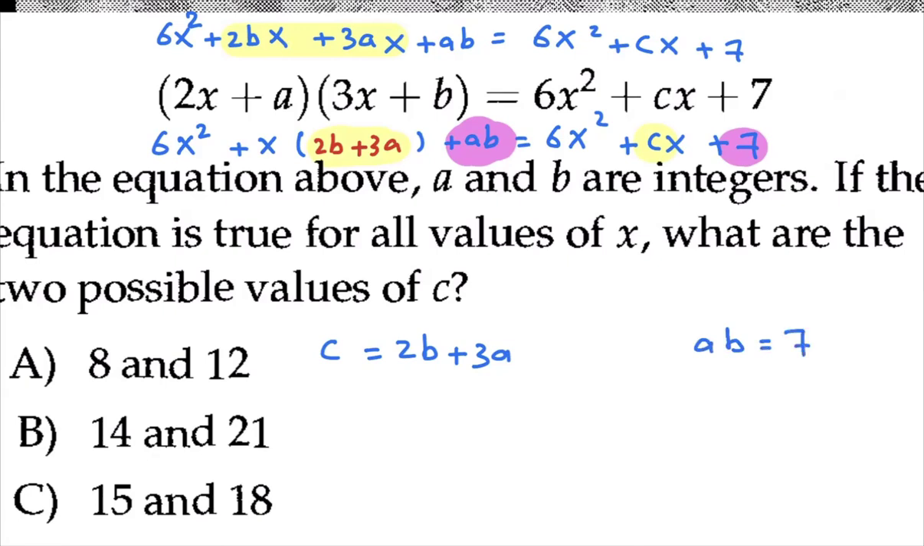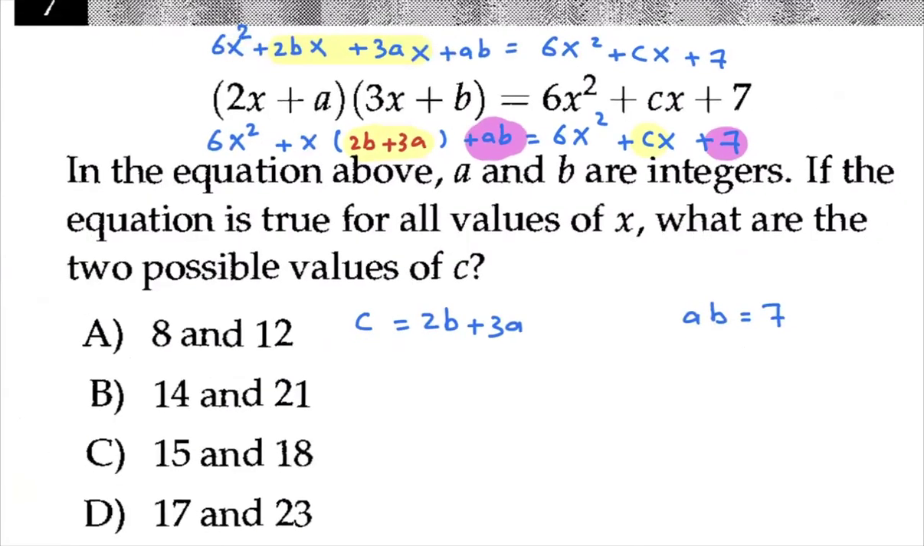Hold on for a second. How to get the value of c? Actually, to get the value of c, you need to get the value of b and the value of a. That's good. And we have only one equation that tells us the product of ab is 7. So how can we get the value of a and the value of b?